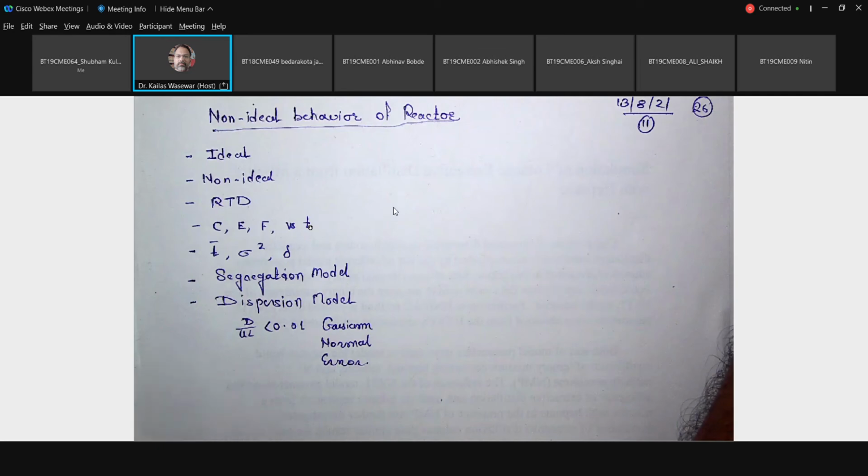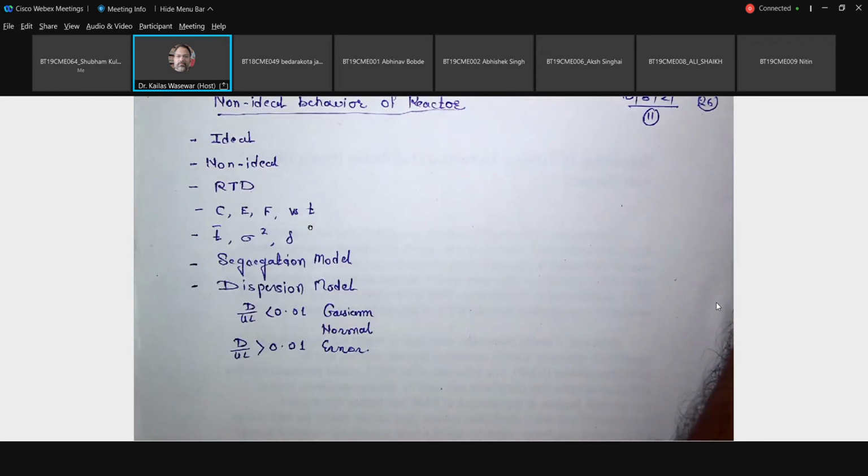The system is symmetric. Then another condition is D upon uL is greater than 0.01, having the two types of conditions, open end and closed end, and various different equations that we have derived. And we have got their properties for this particular one.